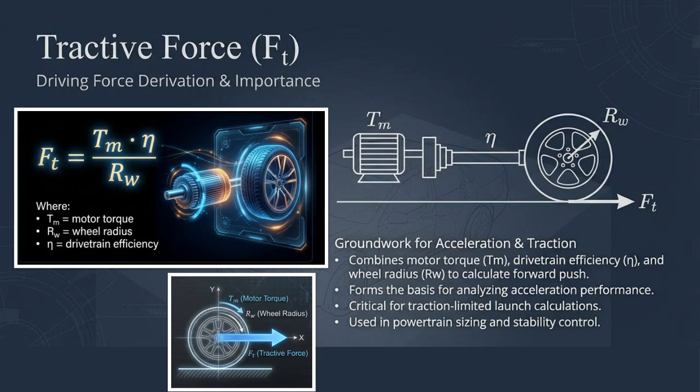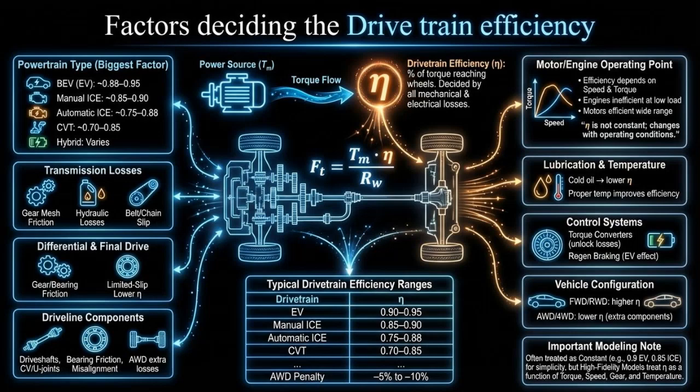The tractive force Ft is given by Ft equals Tm multiplied by Eta divided by Rw. Here Tm is the motor torque, Rw is the wheel radius, and Eta represents the drivetrain efficiency. This equation forms the foundation for analyzing vehicle acceleration and launch capability. It also plays a critical role in the proper sizing of the battery, motor, and gearbox.